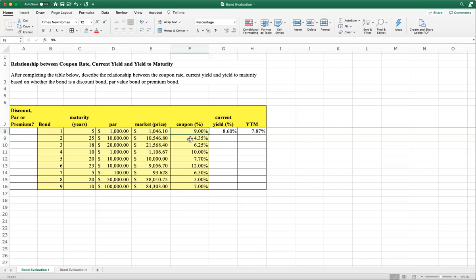Okay, so the coupon rate, for example, if you bought 1 unit of this bond number 1, every year you're going to get paid 9% of the par, right? So if you buy 1 unit, that's going to be $90, right? $1,000 multiplied by 9%.